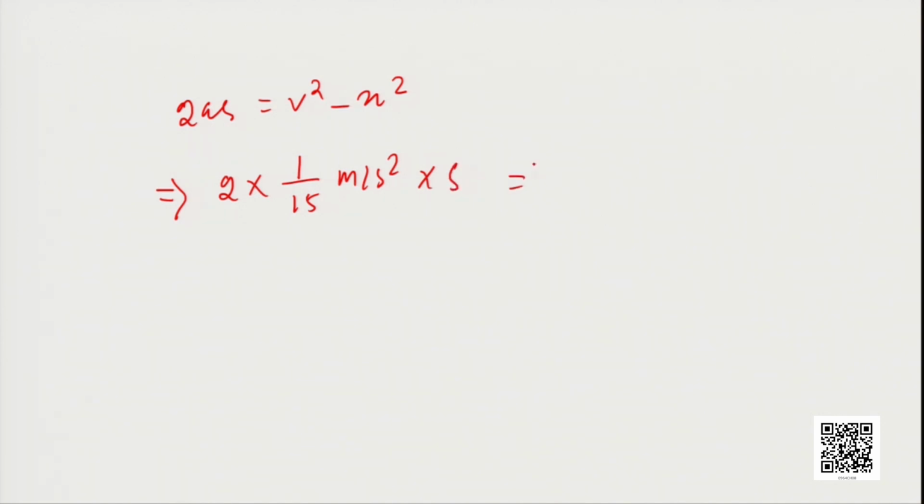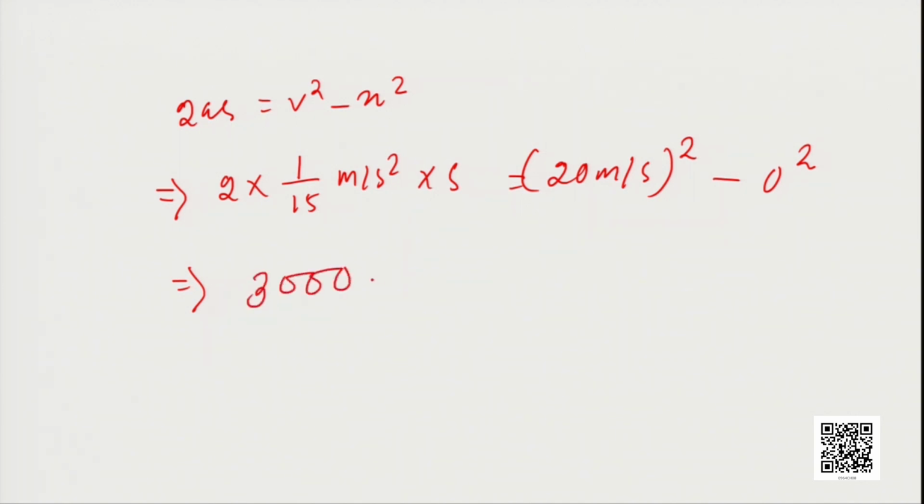Times s, which we will find out, equals v square, that is 20 meter per second, the whole square, minus 0 square. Now, if you solve it, the value that you are going to get is 3000 meter, which is nothing but 3 kilometer. So, the distance travelled by that object in that 5 minutes of time, or 300 seconds, is 3000 meter or 3 kilometer. So, this is how we can apply the equation of motion here and solve this numerical.